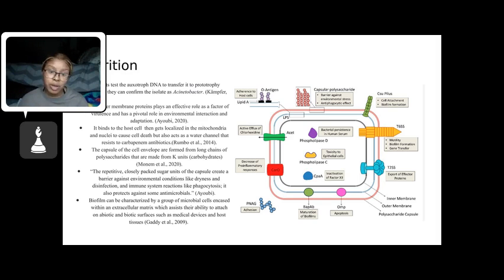Now I will be going over the virulence factors of Baumannii. So, as you know, Baumannii has host cell interactions.